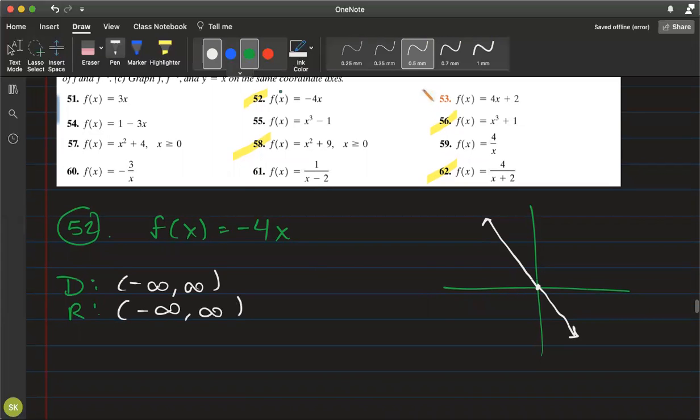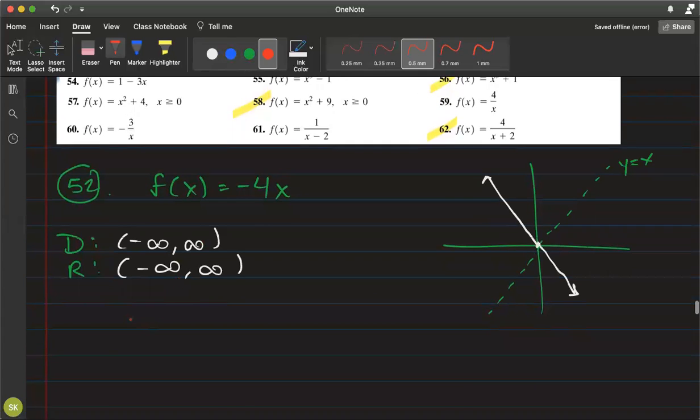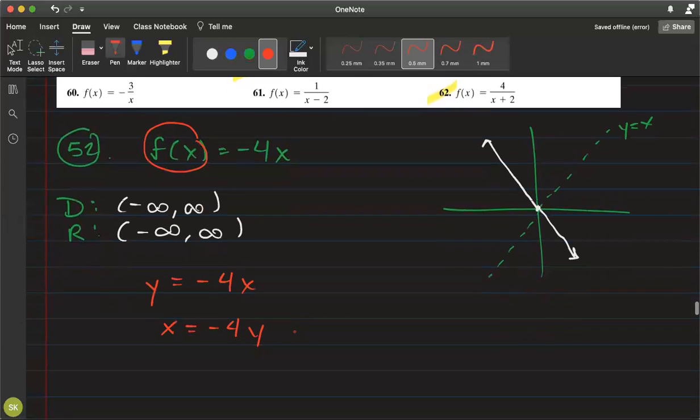Okay, let's graph the line y is equal to x. It's going to look something like that. Now let's find the inverse of this function. Let's do it in red. So how we find the inverse is we switch this f of x, make it y, and then we switch y and x. So this is x is equal to negative 4y, and then we solve for y. So y is equal to x over negative 4, which is the same thing as y is equal to negative 1/4 x.